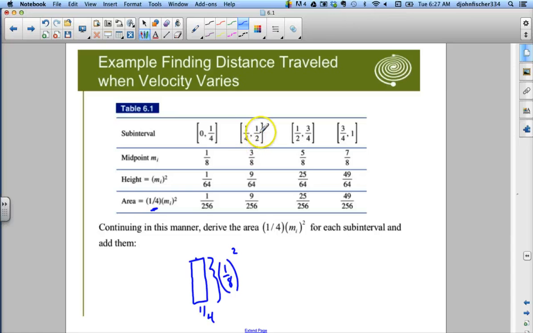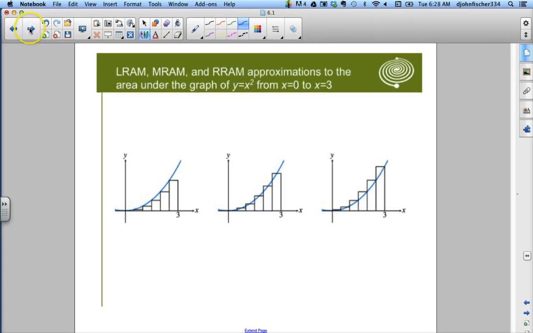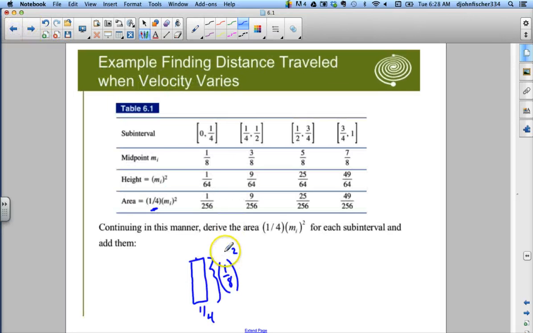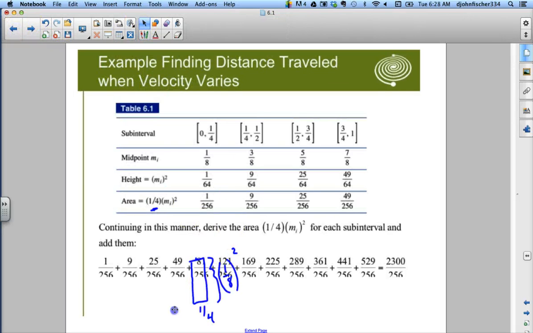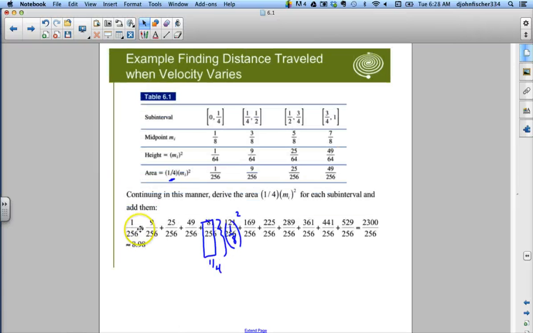Then from 1/4 to 1/2, using the midpoint, squaring it, and multiplying by a fourth, we get the area there. Keep doing that all the way along for all 12 intervals, and then add them up. That will give us the distance traveled. There are different heights out here, so if we add them all up, you notice we get the first rectangle, second, third, fourth, and we add them all up. Here are all 12 rectangles, and we end up at 8.98. So approximately the distance traveled is 8.98.